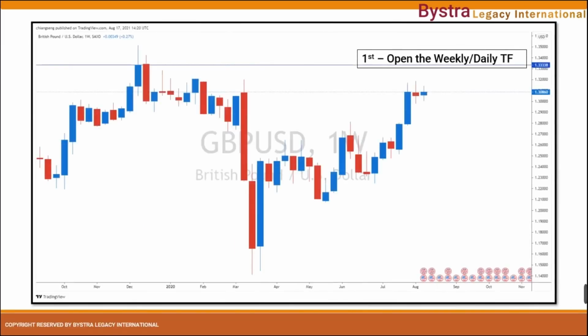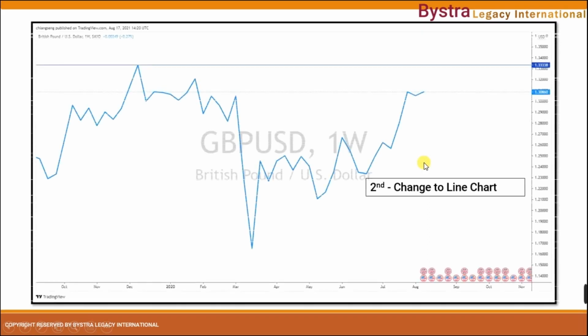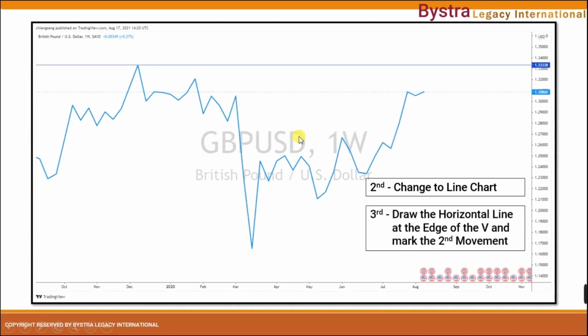So first of all, guys, as always, we open up the highest time frame, which is the monthly, weekly, or daily. In this case, we open up the weekly time frame for the pair of GBP USD. So as you can see, this will be our resistance. Secondly, we go to the line chart. So once we go to the line chart, what is the third step? We mark the horizontal line, which is this one, and mark the second movement.